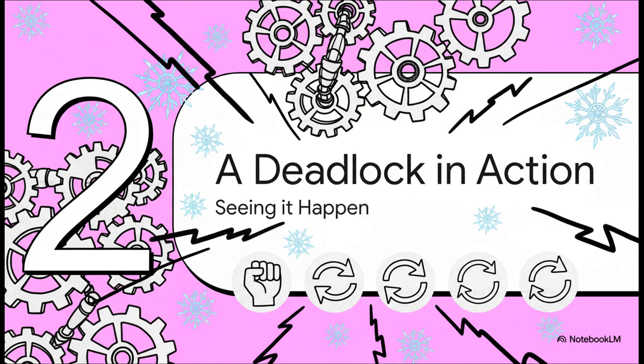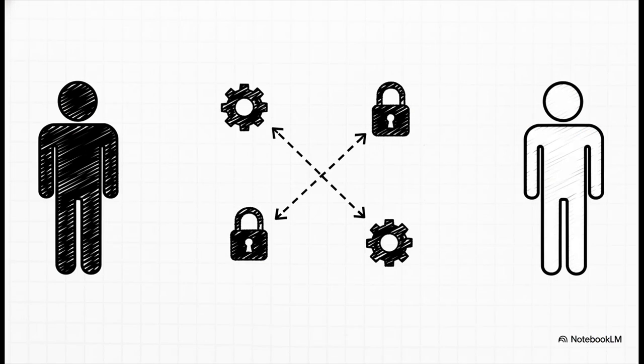Okay, theory is one thing, but let's actually see how this plays out in the wild. We're going to walk through a classic example and watch these 4 conditions come together to create a total system freeze. Okay, let's set the stage. We've got 2 workers, let's call them thread 1 and thread 2, and we've got 2 tools they both need to do their jobs, resource 1 and resource 2. Now, here's the crucial detail, the order they need them in. Thread 1 needs resource 1 first, then resource 2. But thread 2 grabs resource 2 first, then wants resource 1. I think you can probably see where this is going.